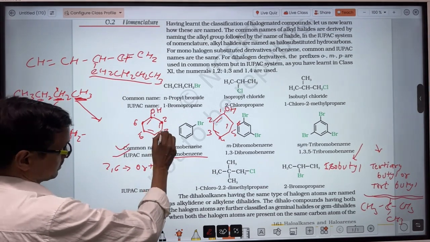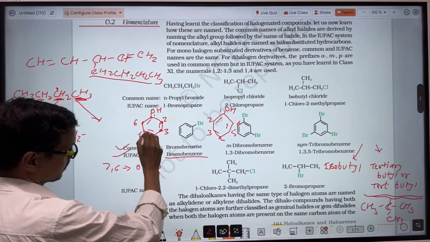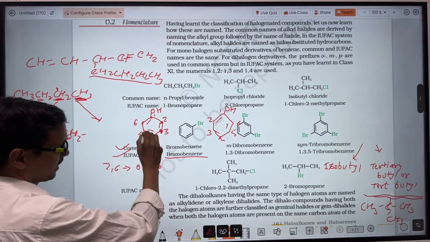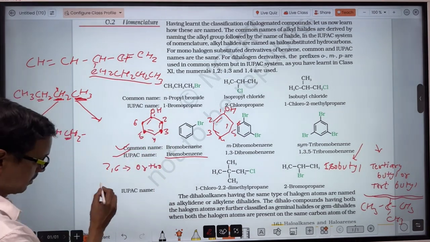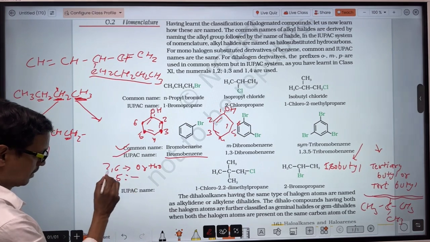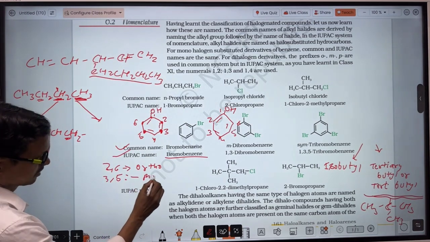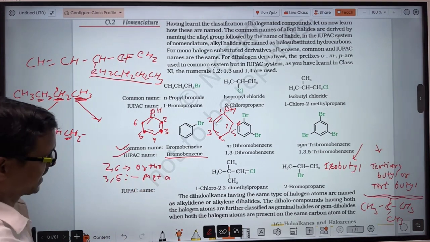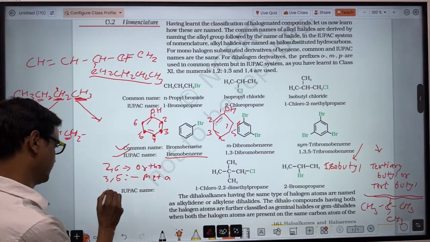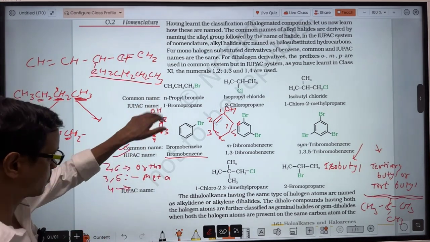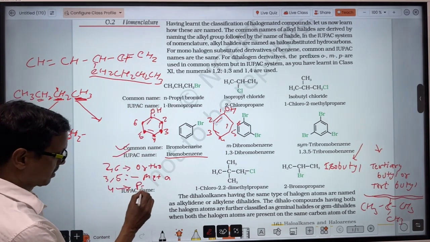Then after here, the third position and fifth position, that means the third carbon and fifth carbon, will be called meta. And this fourth carbon atom, which you may say is just opposite to it, will be called para.